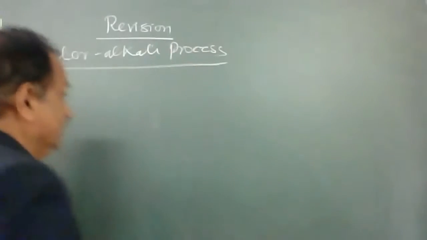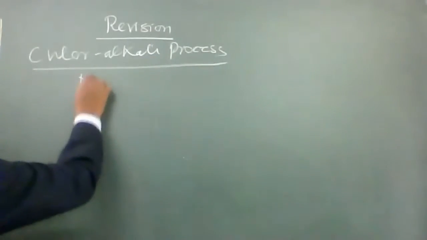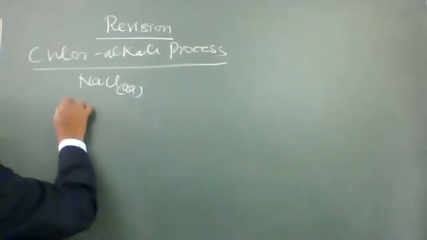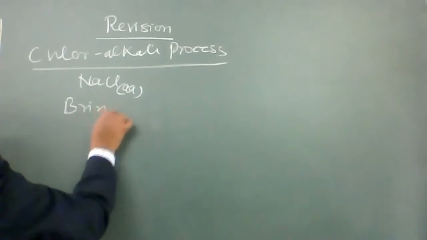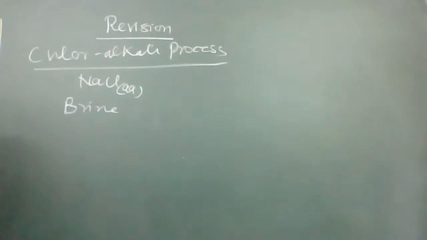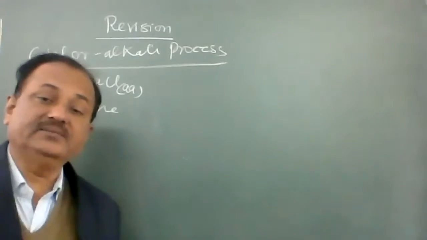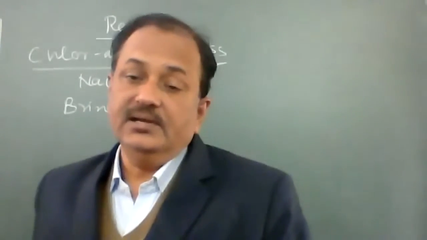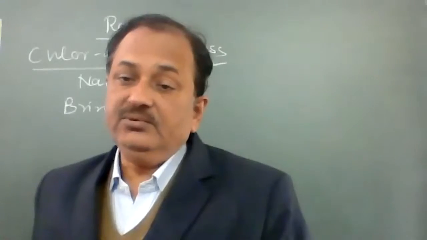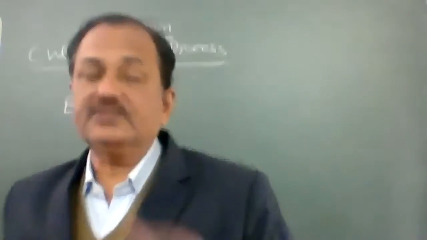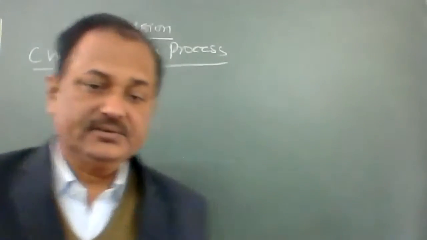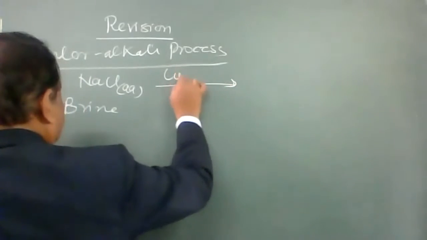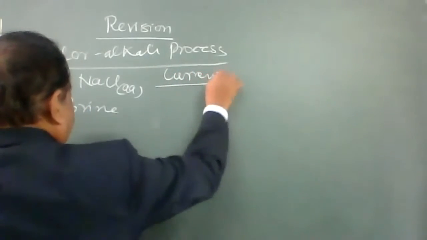In this we take aqueous NaCl, and it is called brine. Sodium chloride aqueous solution which is impure is called brine. And when it is subjected to electrolysis, meaning that current is passed through it, there will be electrolysis.